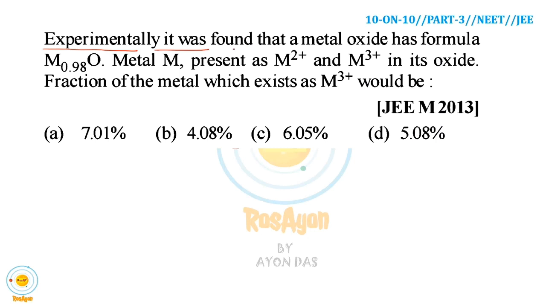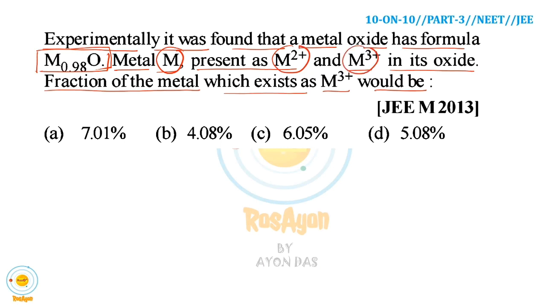Experimentally, it was found that a metal oxide has formula M0.98O. The metal M is present as M+2 and M+3 in its oxide. The fraction of metal which exists as M+3 would be? Here 4 options are given. In this question, the formula of the metal oxide is given. Here the metal is present as M+2 and M+3. Now you have to determine the total percentage of M+3 in this oxide.